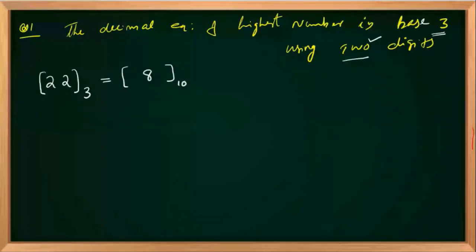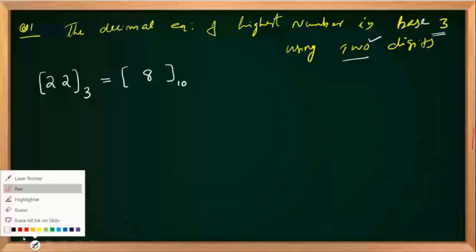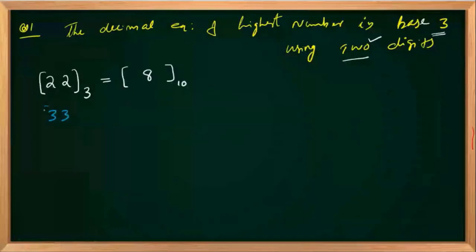Very good. Then what will be the decimal equivalent of another number, let us say 33 in base 4? 3 multiplied by 4 power 1 plus 3 multiplied by 4 power 0. So 12 plus 3, 15 decimal. Then let us have one more question. Decimal equivalent of 44 in base 5. 4 multiplied by 5 power 1 plus 4 multiplied by 5 power 0. So 20 plus 4, 24 decimal.